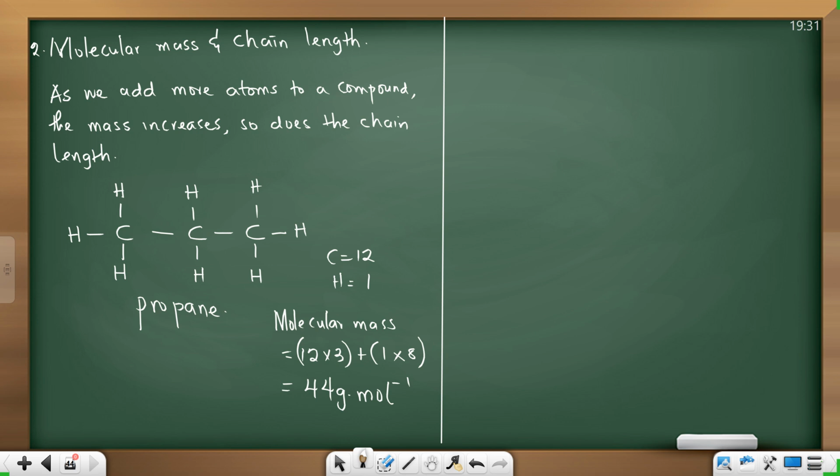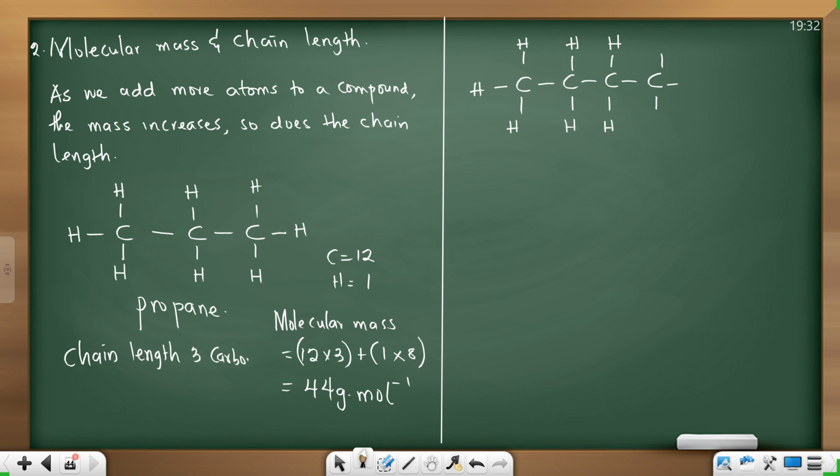Should I then decide to add more carbons, just one, adding an extra carbon, my intention is to increase the molecular mass. But when I add carbon, do you notice that my chain length is now even longer? Because the chain length before was 3 carbons. By adding another carbon, it comes with its own hydrogens, and this is what? Butane.